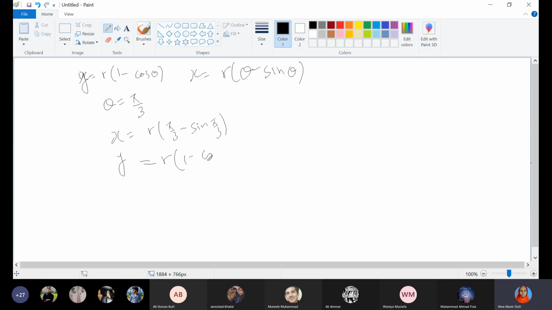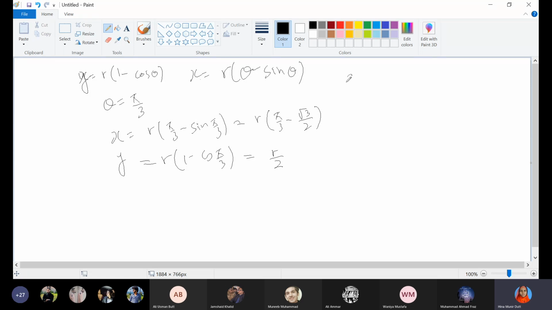सही है मैम, सही minus है। cos pi by 3. This is r. What is the value of sine pi over 3? It is under root 3 over 2. And this is r. Cos pi by 3 is 1 over 2. 1 minus 1 over 2 is this. Now this is the point: r pi over 3 minus root 3 over 2 r, r over 2.